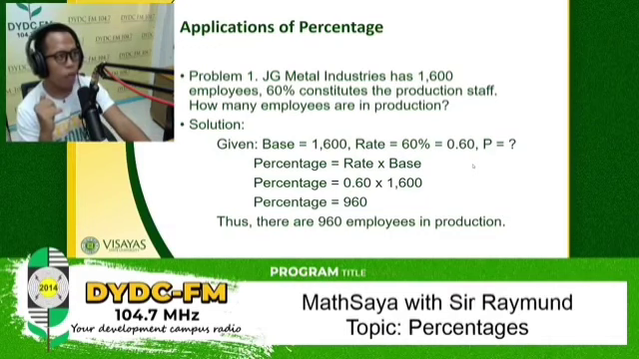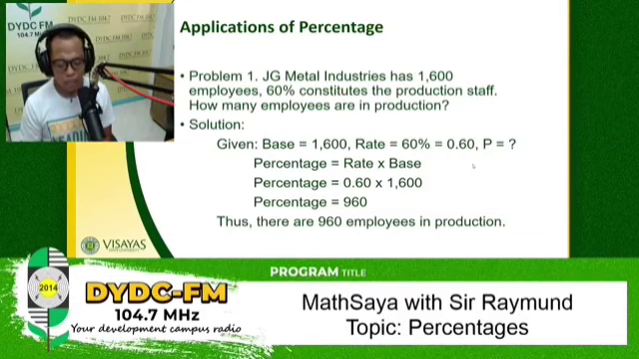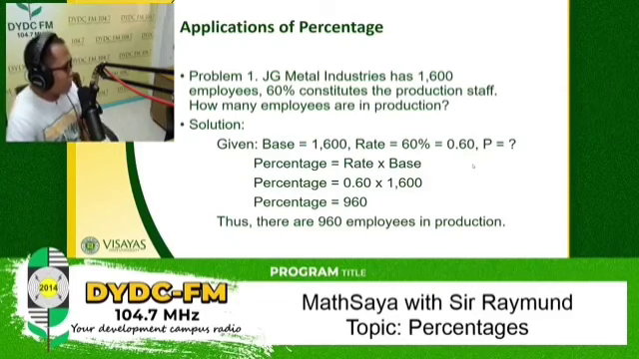solution, it is very advisable for us to identify first what are the given in the problem. So, given are the following: base is equal to 1,600, rate is 60%, convert that one to decimal, that's 0.6, and the unknown is the percentage. We know that percentage can be solved using the formula rate times the base. So, rate is 0.6, the base is 1,600, thus 960 employees are in the production. Okay? Nakuha ba?